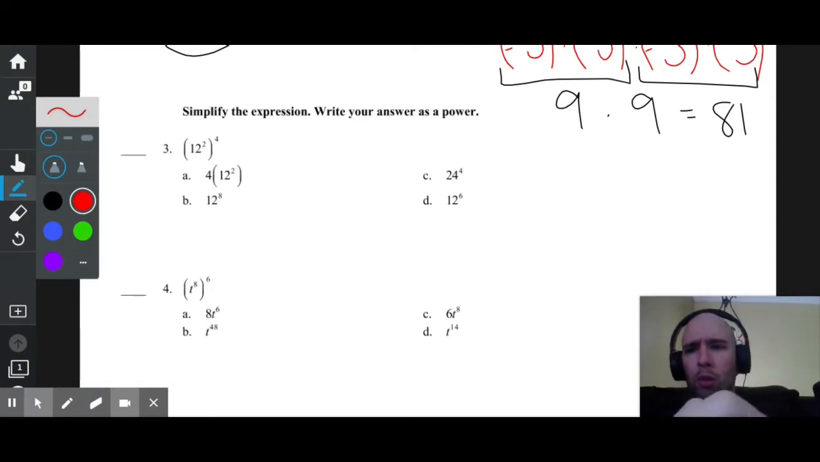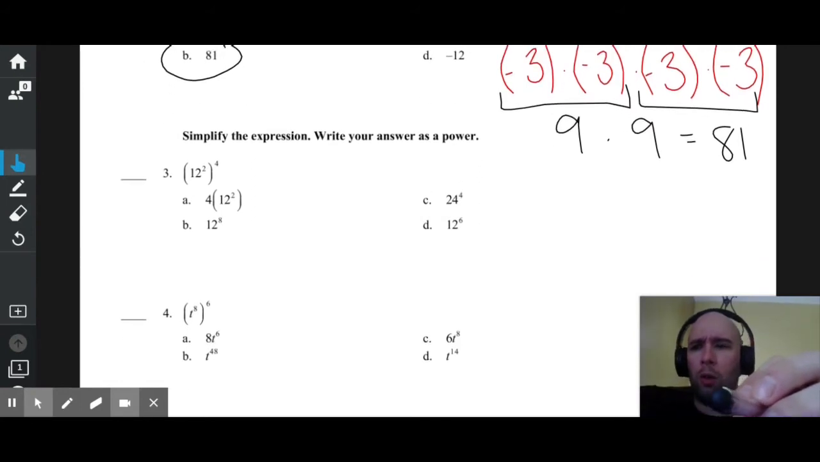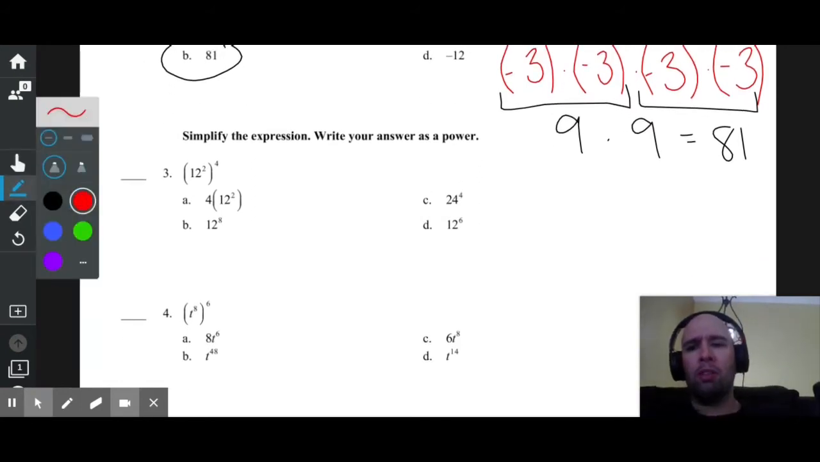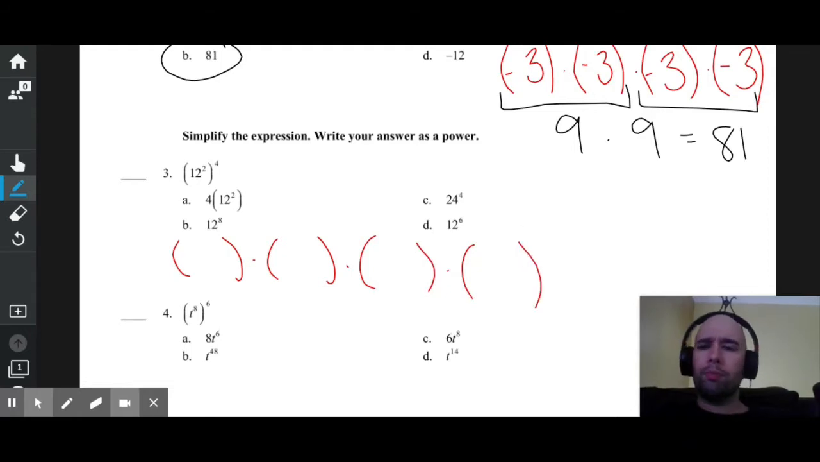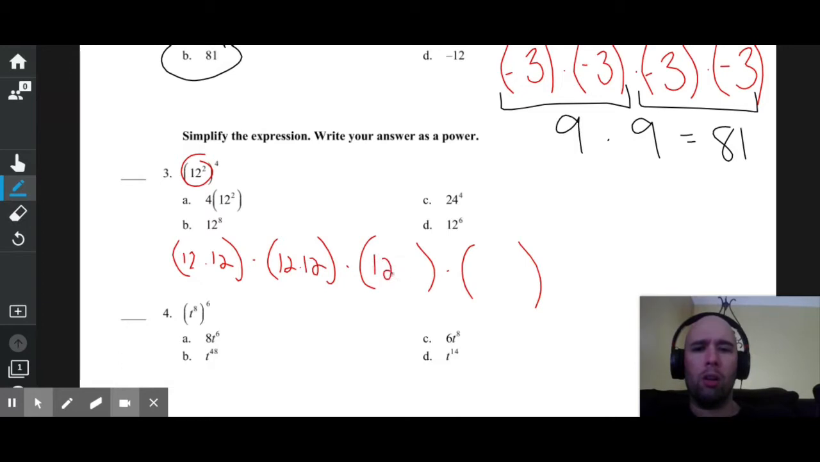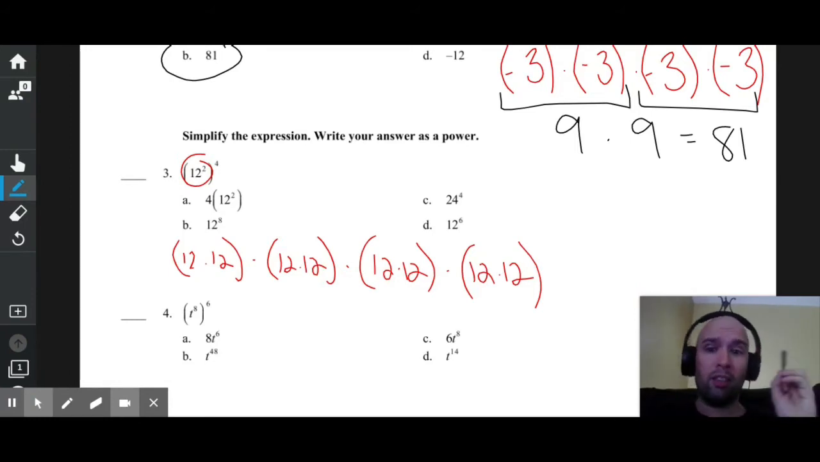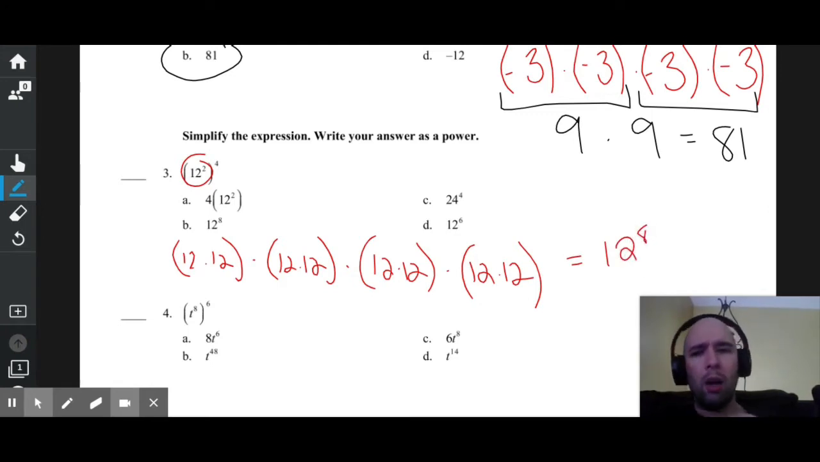Just like in problem 2. In problem 2, we had a parentheses to the 4th power. So problem 3, we have a parentheses to the 4th power. So I'm going to write out parentheses 1, 2, 3, 4 times. Inside each parentheses, I have 2 12s. So 12 times 12, 12 times 12, 12 times 12, 12 times 12. How many 12s do I see there? 1, 2, 3, 4, 5, 6, 7, 8. I have 8 12s. So 12 to the 8th power.